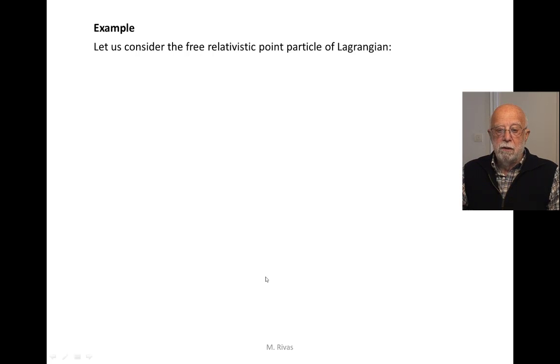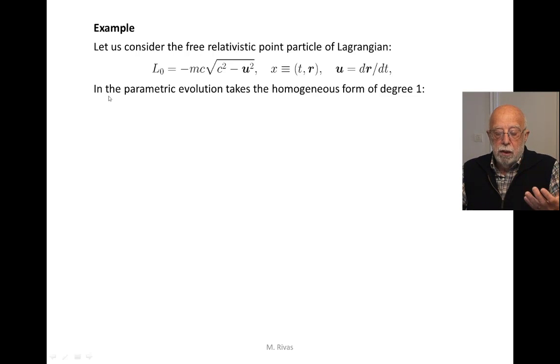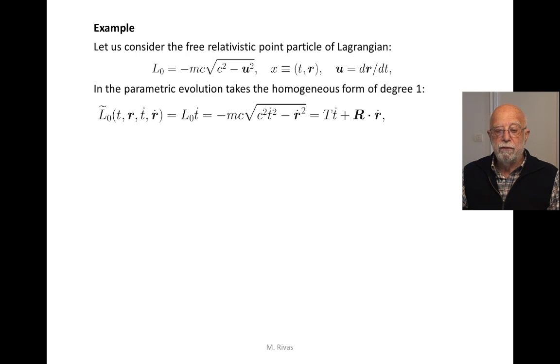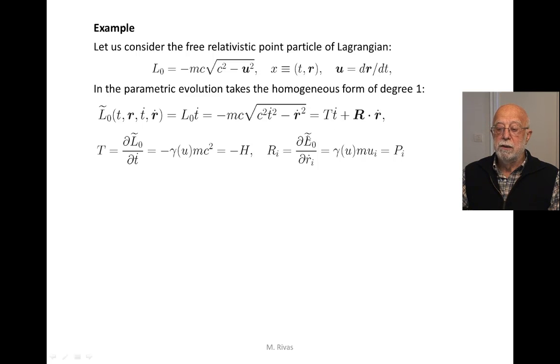You see, let us consider, for instance, the free relativistic point particle of this Lagrangian. If we analyze this Lagrangian in a parametric evolution, we define the L0 as L0 of t dot, and we include the t dot here, and we see this homogeneity of the Lagrangian. This is a second degree polynomial, and the square root produces this expansion, where capital T and capital R can be obtained in this way. Capital T is minus the energy, capital R is the linear momentum.